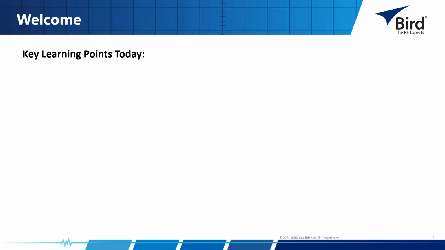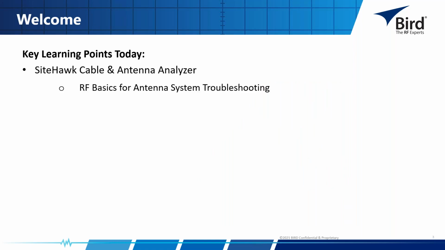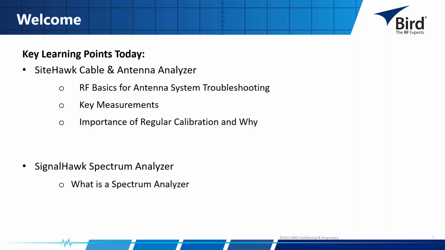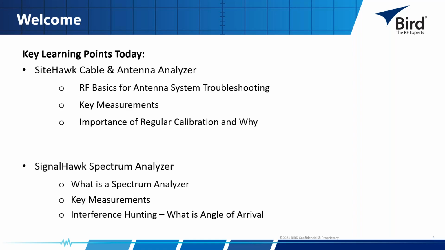Welcome. Today our key learning points are going to be the SiteHawk cable and antenna analyzer. We'll touch on some RF basics for antenna system troubleshooting. I'll go over the key measurements of the analyzer and also the importance of regular calibration and why we do it. When I get to the SignalHawk spectrum analyzer, I'll discuss what a spectrum analyzer is and also give you the key measurements. And then I'll talk a little bit about interference hunting and what AOA, or angle of arrival, is.